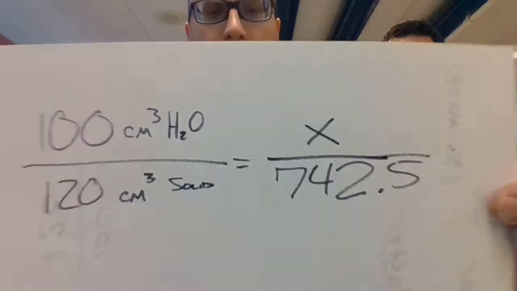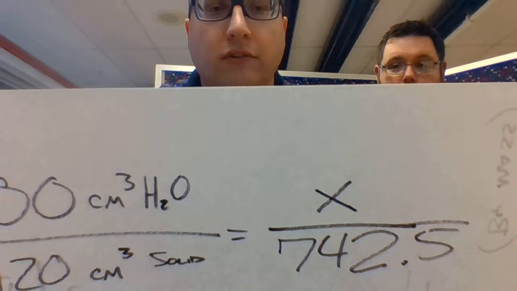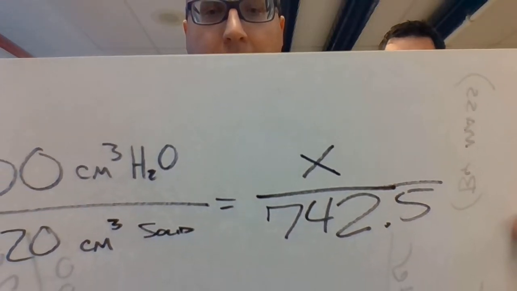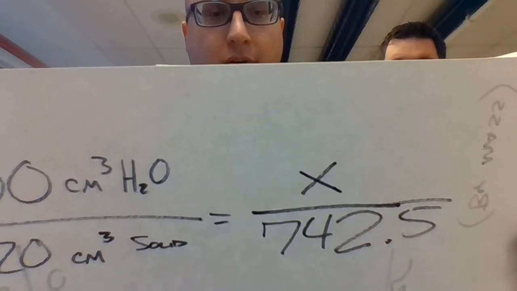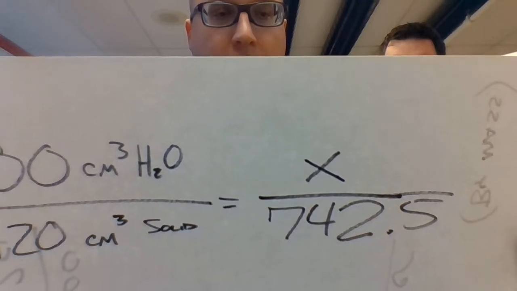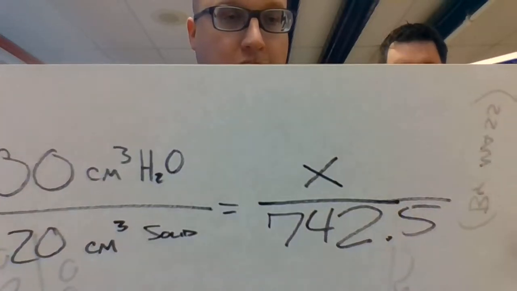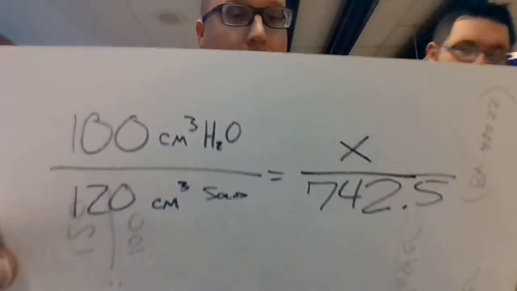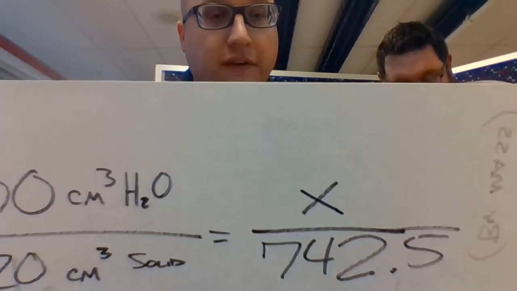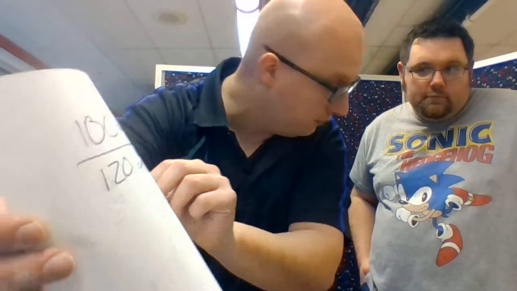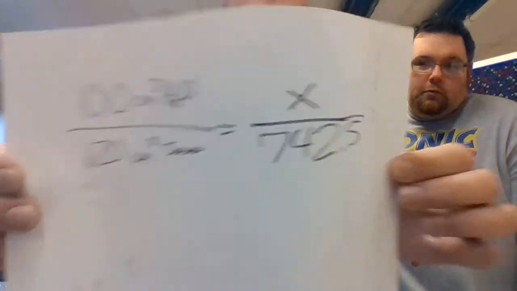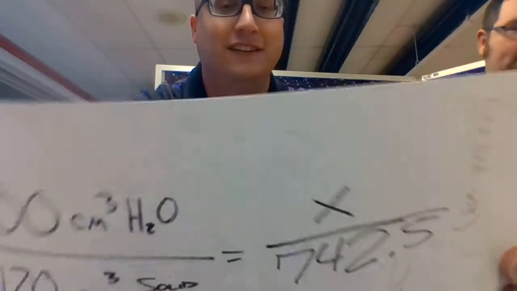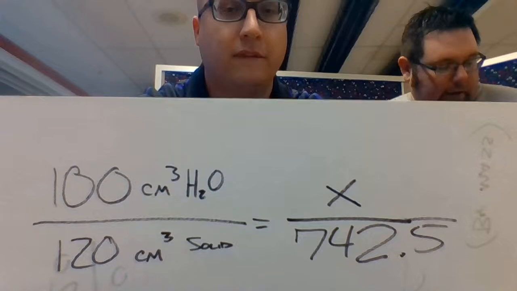So I have also set that up here. For our case, we have 100 cubic centimeters of water over 120 cubic centimeters of solid plaster equals X over 742.5, which was the volume of the container. I can't read backwards, but 742.5 is what I wrote. So our math is going to work out despite our inability to use the English language.